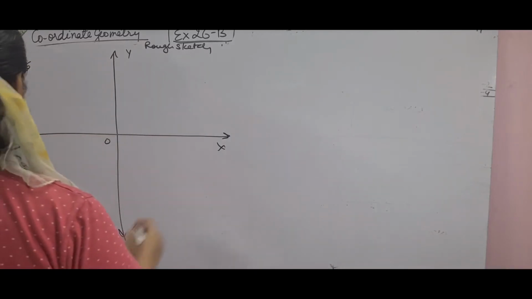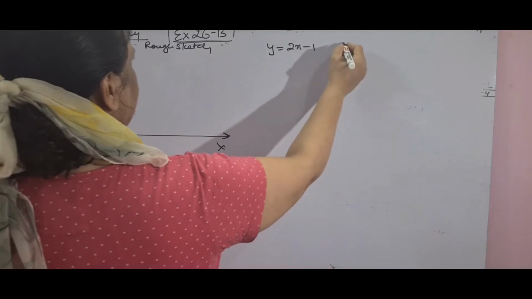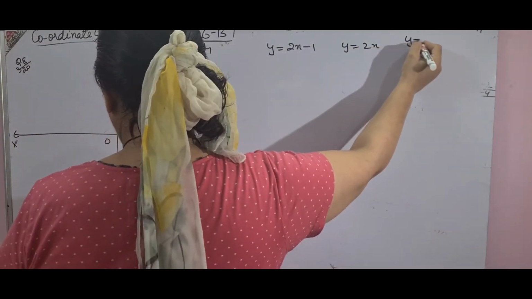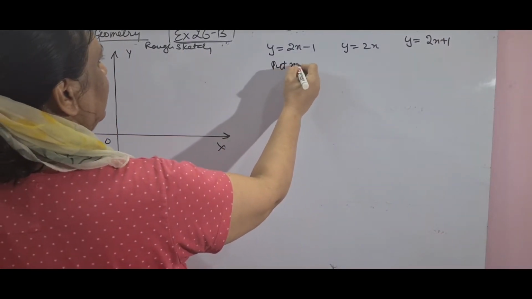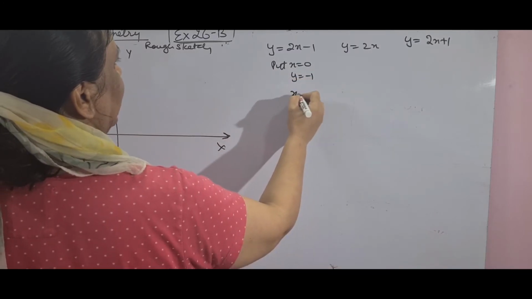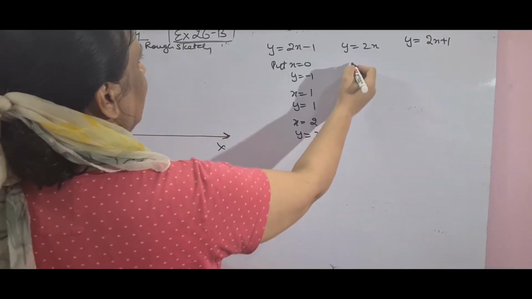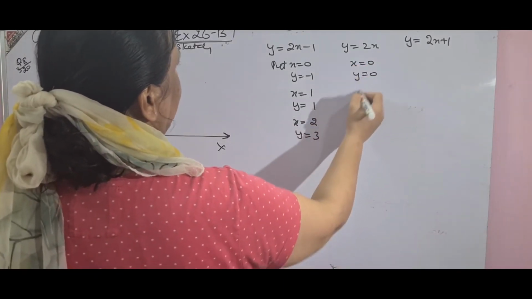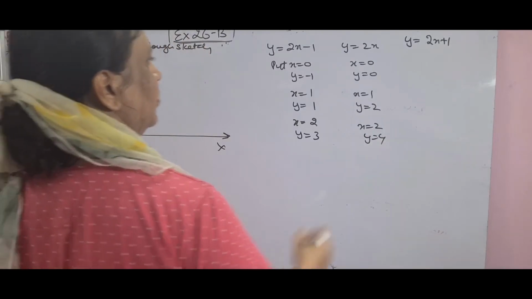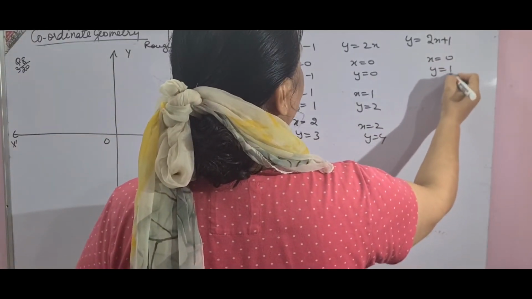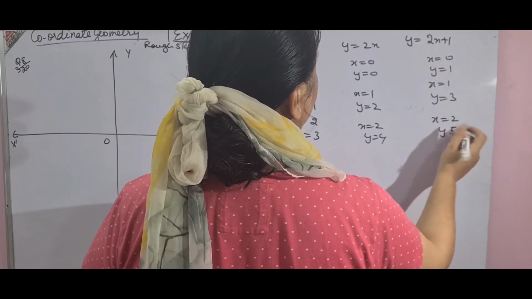The question is, plot the graphs of y is equal to 2x minus 1. Then of course y is equal to 2x, and third is y is equal to 2x plus 1. So children, you know what to do. Put x is equal to 0, y is minus 1; put x is equal to 1, y is 1; put x is equal to 2, y is 3. Similarly, x 0, y 0; x 1, y 2; x 2, y 4. Then of course the last equation: x 0, y 1; x 1, y 3; x 2, y 5.